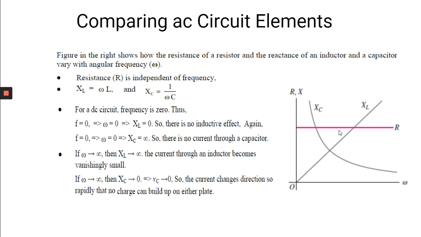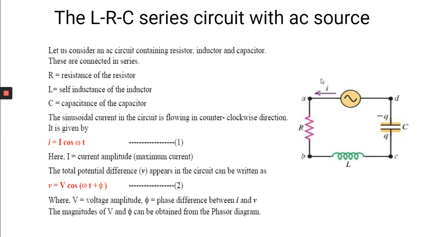So that's why here we can compare our XL, Xc and R. Already you know what the voltage across XL is, what the voltage across Xc is, and what the voltage across R is. Now let us consider the LRC series circuit with AC source. Now see, this is a series circuit. Here R, L and C are connected and this is the source of EMF.